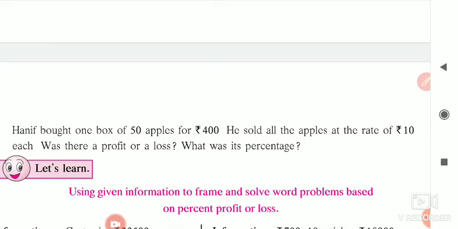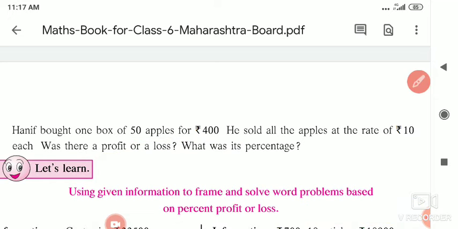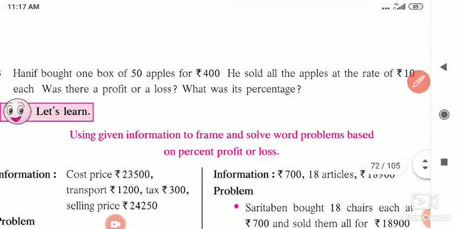So here the CP, the cost price of 50 apples, is equal to how much? 400. The cost price of 50 apples is 400, and the total selling price is not given to us, but one apple he sold for how many rupees? 10 rupees, that is given to us. So from this we have to find out the total selling price of the apples, and then we have to find the profit or the loss. So here let's solve the example.